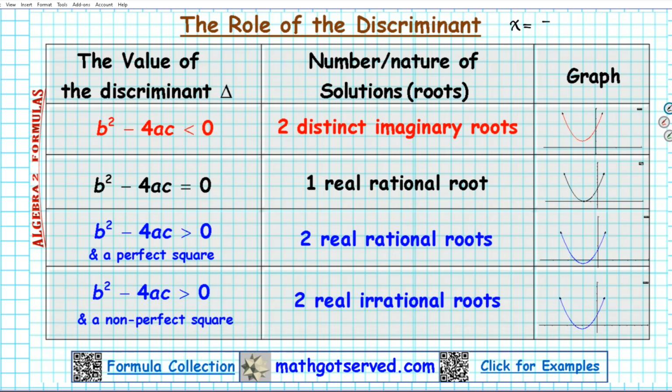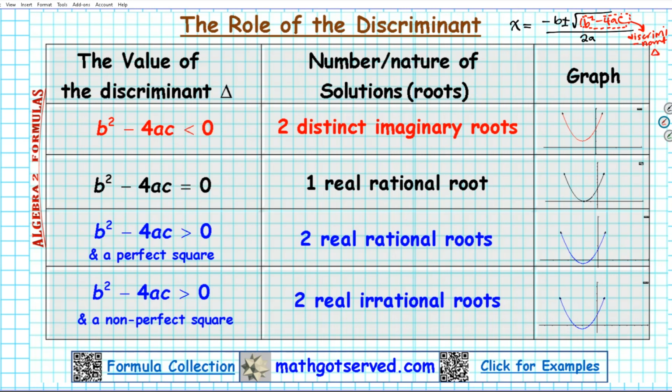So the quadratic formula is negative b plus or minus the square root of b squared minus 4ac, and the entire thing is divided by 2a. Alright, so the discriminant is simply the radicand component of your quadratic equation. The b squared minus 4ac, that is what your discriminant is. Okay, so how does the discriminant tell us the number of the roots and also the nature?